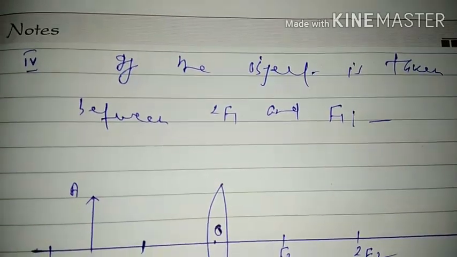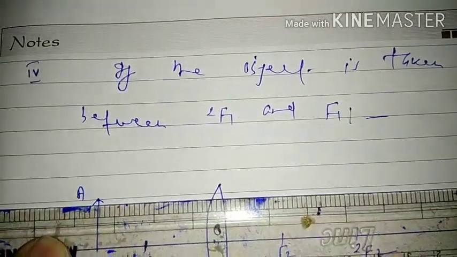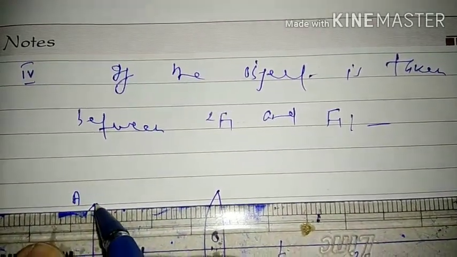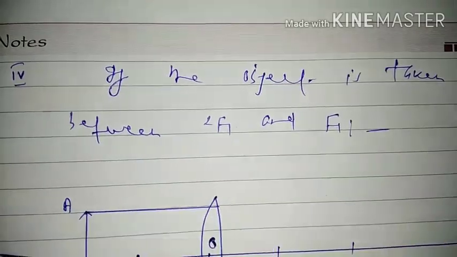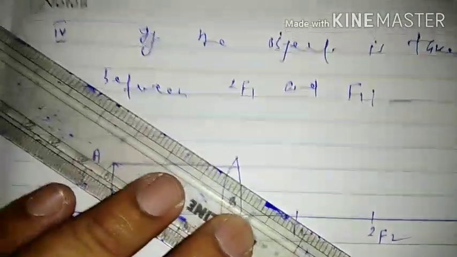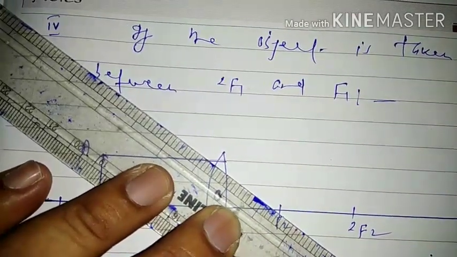Once again, we always take one ray parallel to the principal axis. Always, in all situations, we take one ray parallel to the principal axis. And what happens? After refraction, this ray passes through focus. So after refraction, this ray passes through focus.